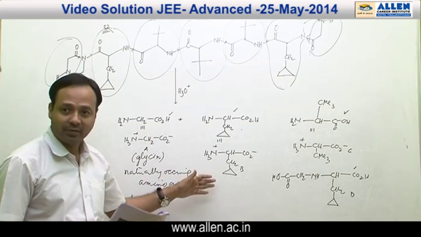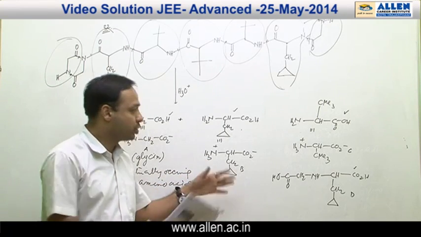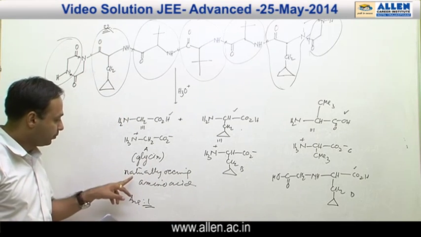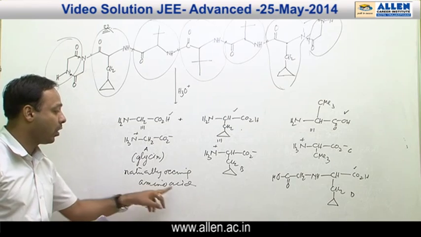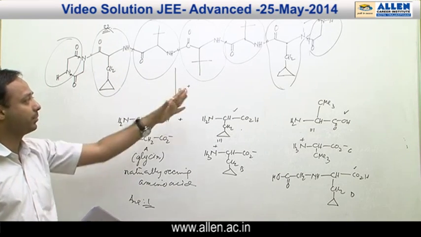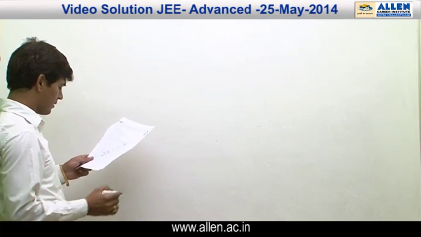These are all amino acids, but they are not present in nature, so we should not consider them. Only one amino acid, glycine, is naturally occurring, and it is formed by acidic hydrolysis of this peptide. Answer is 1. Okay, question number 37.